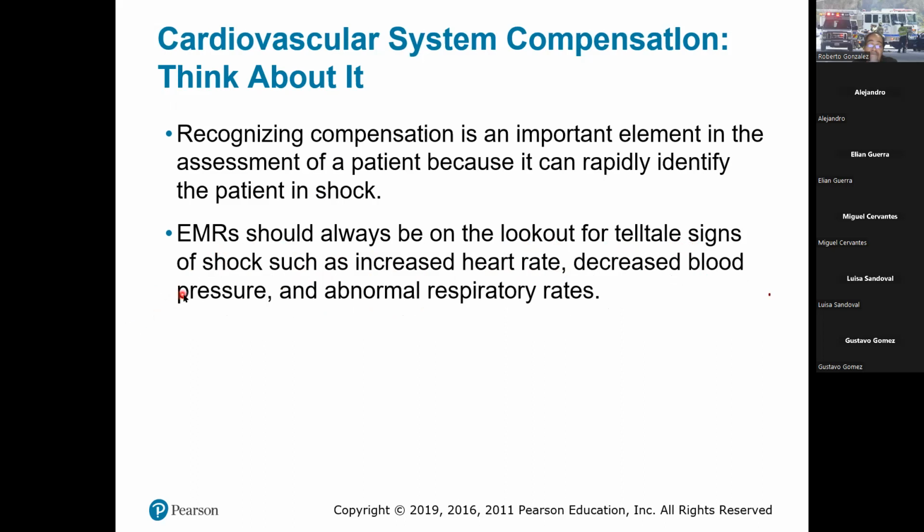Okay, so we're going to be going over vital signs. The key thing is an increase in heart rate. We need to go over what a normal heart rate is eventually, but an increase in heart rate and decreased blood pressure means shock.